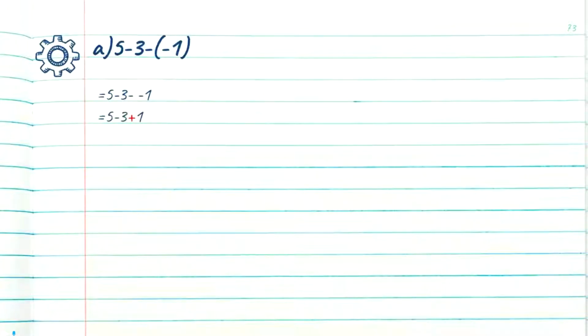Now that our equation is clean, we can go ahead and just start solving it. And we want to solve the first operation first, so 5 minus 3 is equal to 2, and we drop the rest of the equation down. 2 plus 1 is equal to 3. Since there's no further operations required, we can just say that our final answer is 3.